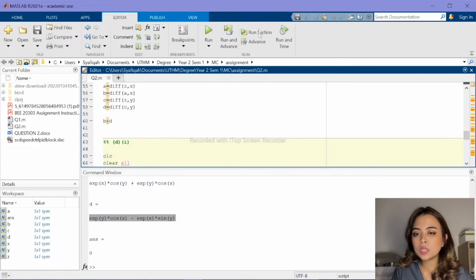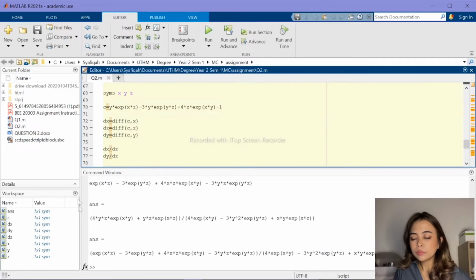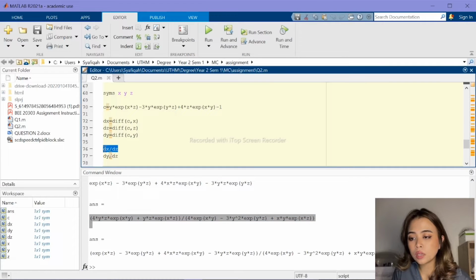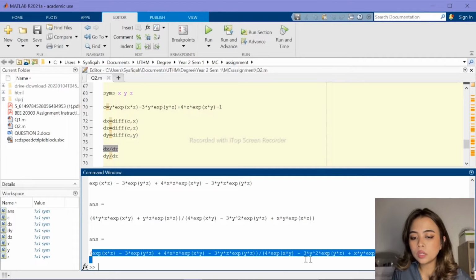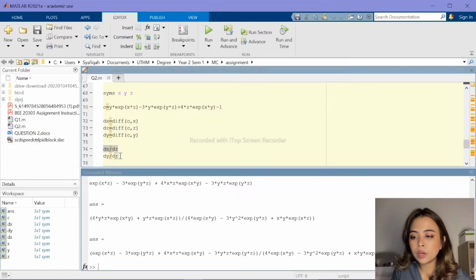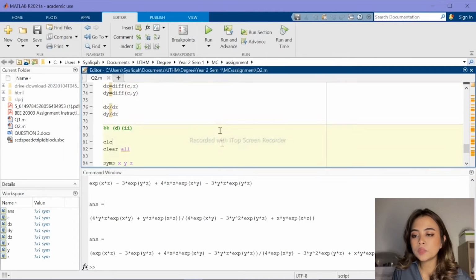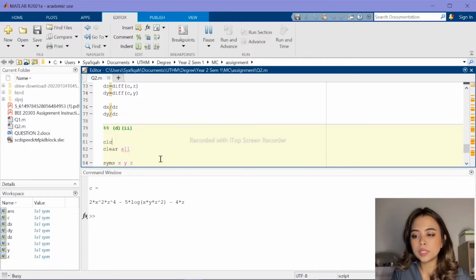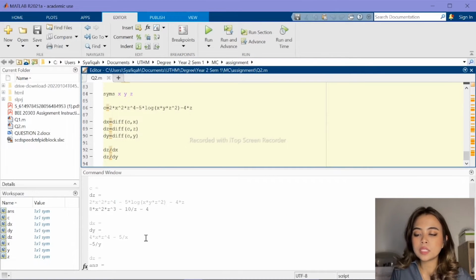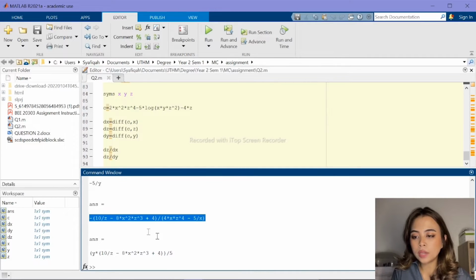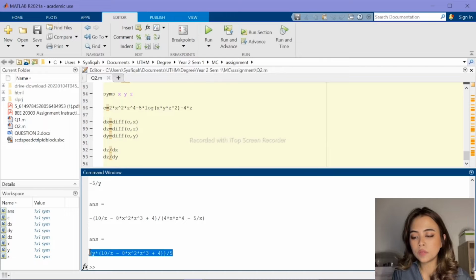And the next one is the question 2D1. As we can see the final answer here, this will be the answer for dx over dz, and this will be the answer for dy over dz. And the next one is the D2. We run section, and same like previous one, this one is the answer for dz over dx, and this one is the answer for dz over dy.